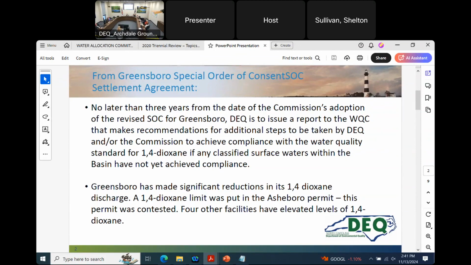Greensboro has made significant reductions of 1,4-dioxane in their discharge. The SOC did a great job. A 1,4-dioxane limit was put in the Haw River permit. That was contested. I'll go into more detail on that in a minute. And so we are talking about a total of 6 facilities that really have 1,4-dioxane at levels that we're concerned with. Only 4 at elevated levels. 2, if we were to put a permit limit in their permit today, are very close to meeting it, just so you know the pool of facilities that we're talking about.